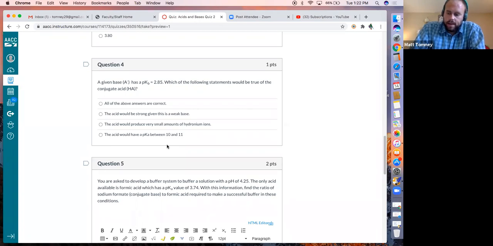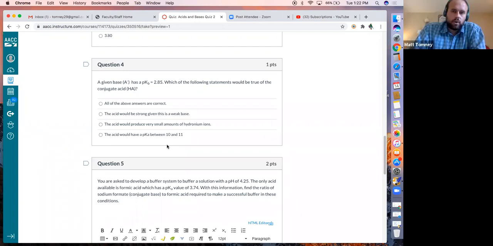Now, we have to start using the logic after this, okay? The pKa of the conjugate is 11.15. The pKb is 2.85. What does that say as far as the relative strength of the conjugate acid and its base? The acid is very weak compared to the base. That is correct.